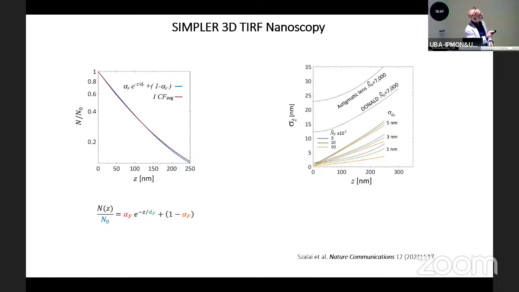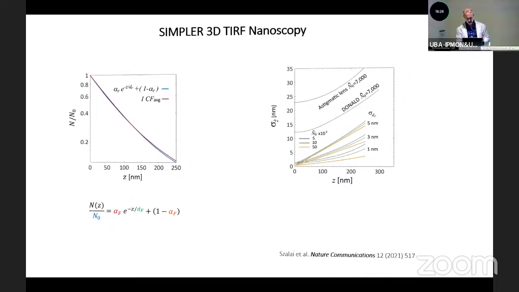And here you see simpler, this method, using 5, 10, or 50,000 photons for different errors in this DF. Because this DF, you have to compute it, and you may fail a bit. But you see, even if you fail, the localization error is very, very small. Okay, so let's use it.